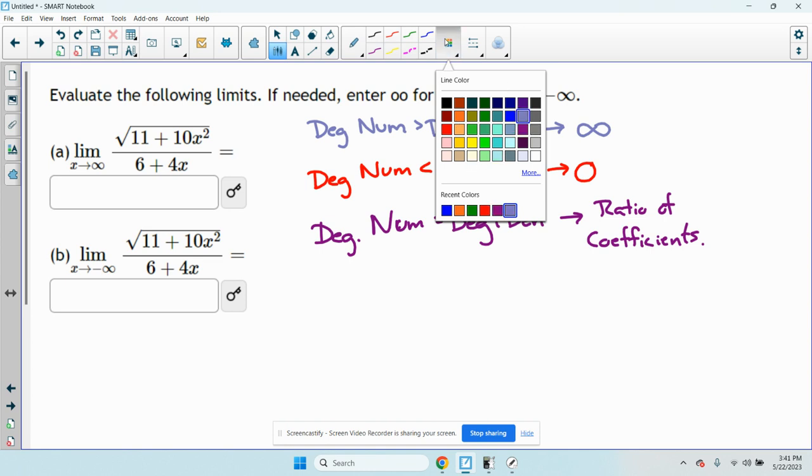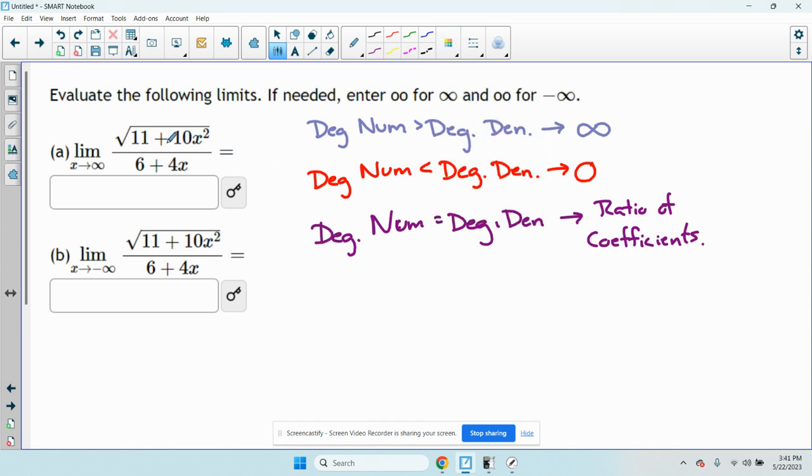So the degree of the numerator, well, this is an x squared, but it's being square rooted. So, quote unquote, technically speaking, the degree of the numerator is x to the first. It's x squared being square rooted. The degree is 1 here. And the degree of the bottom is 1.